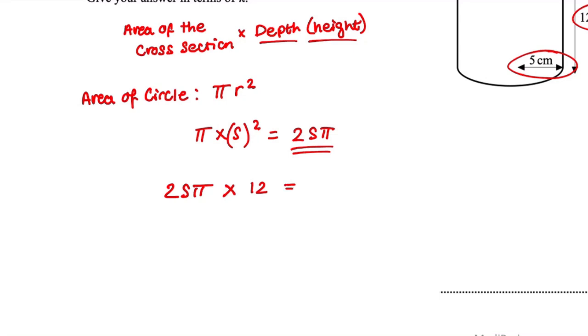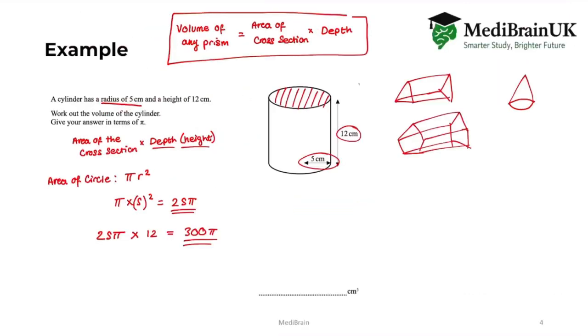Okay, and that's going to give you an answer. 25 times 12 is 300, and you have 300 pi as your final answer. So the volume of this cylinder is 300 pi centimeters cubed. That's how you would answer this question.